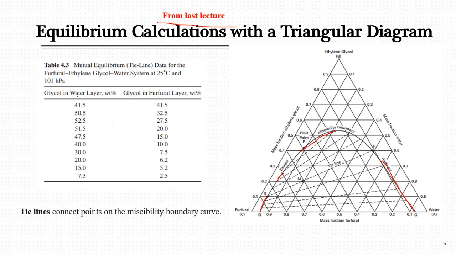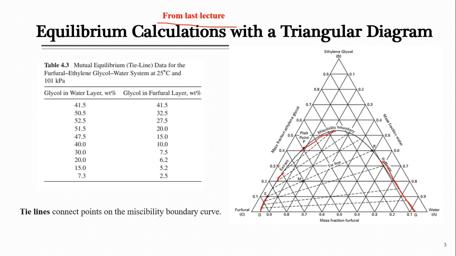By the way, this same tie line data is also provided through the equilibrium data, but it is given here separately. When you jump towards the unsolved problem, there is one table in which both data are combined. So with the help of the first given equilibrium data, where there were three columns, furfural, glycol and water, you located the various points of this curve and then drew this miscibility curve.